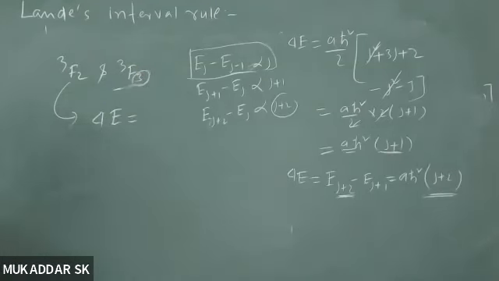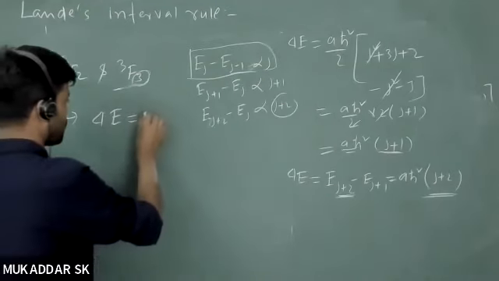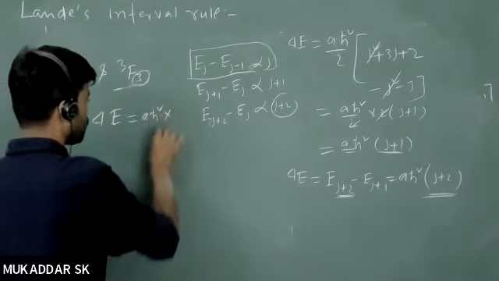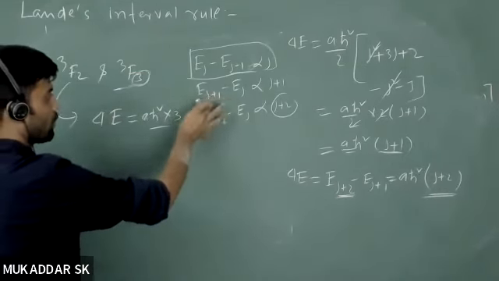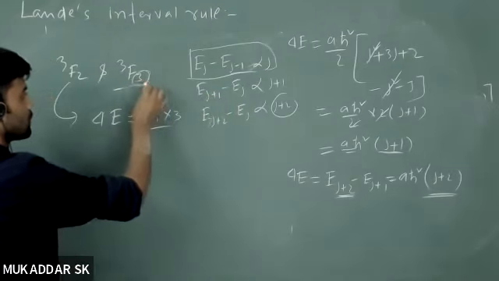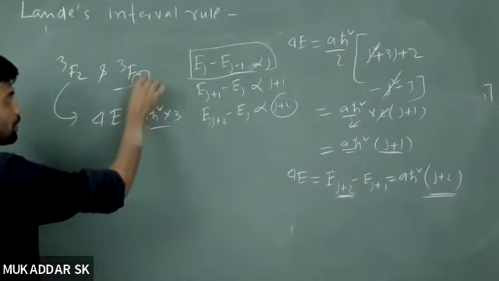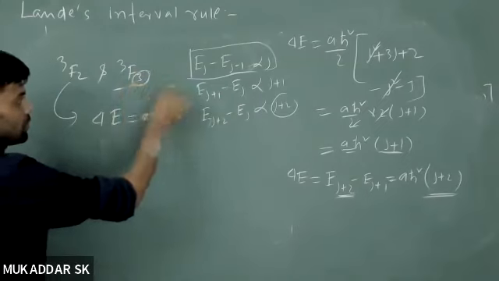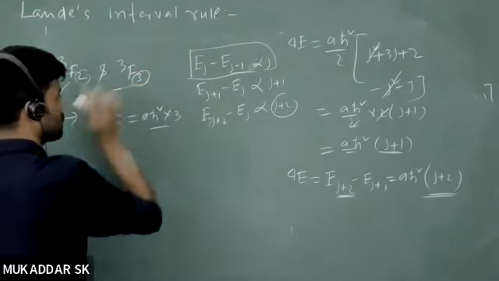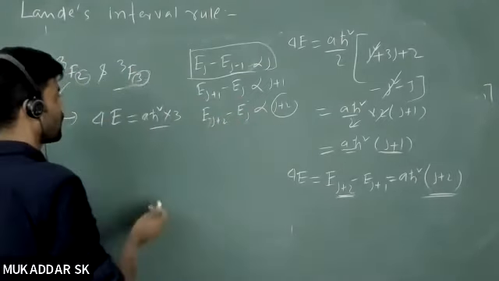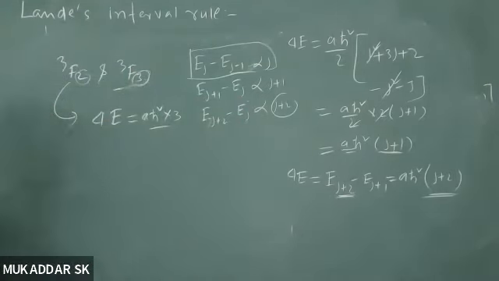Yes, sir. So here what will we write? The separation will be A h-cross square into 3. You can take another equation also, same. So here I will consider J plus 1 equals to this, and J corresponds to this. So the separation depends upon J plus 1, and J plus 1 is this. So any equation you can use. The main thing is that the higher J will correspond to what?